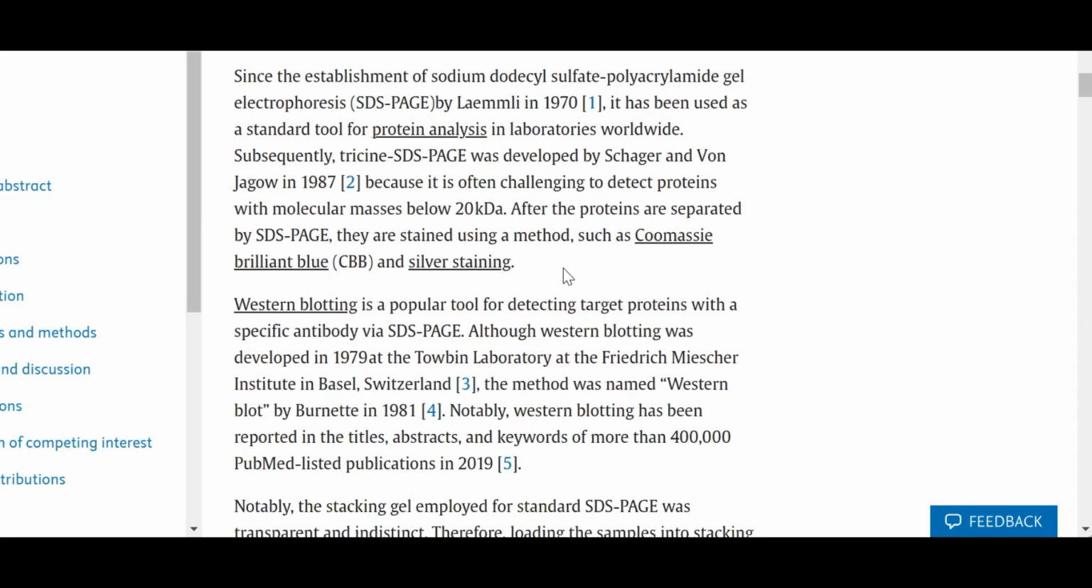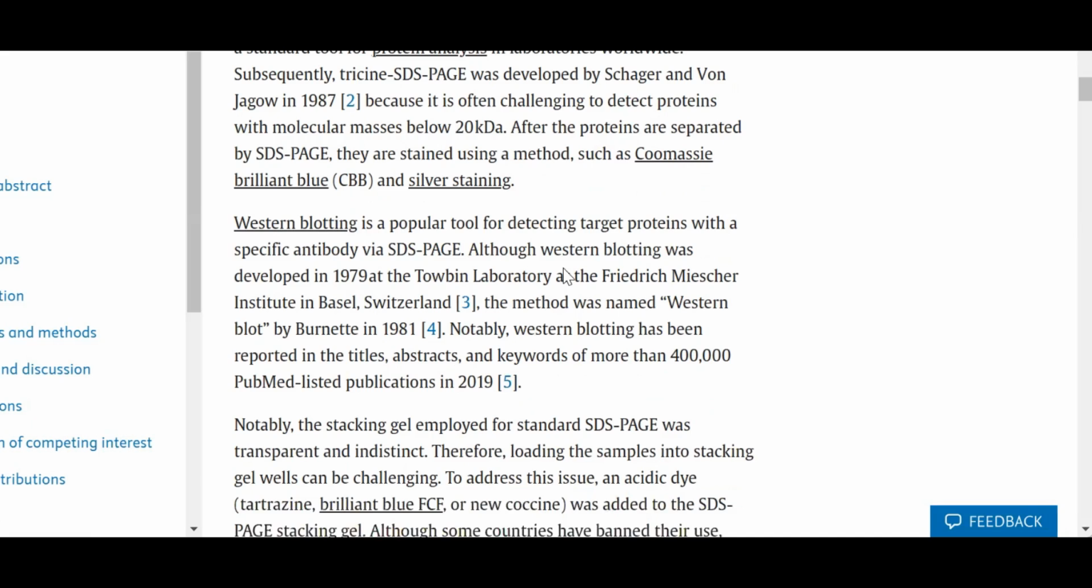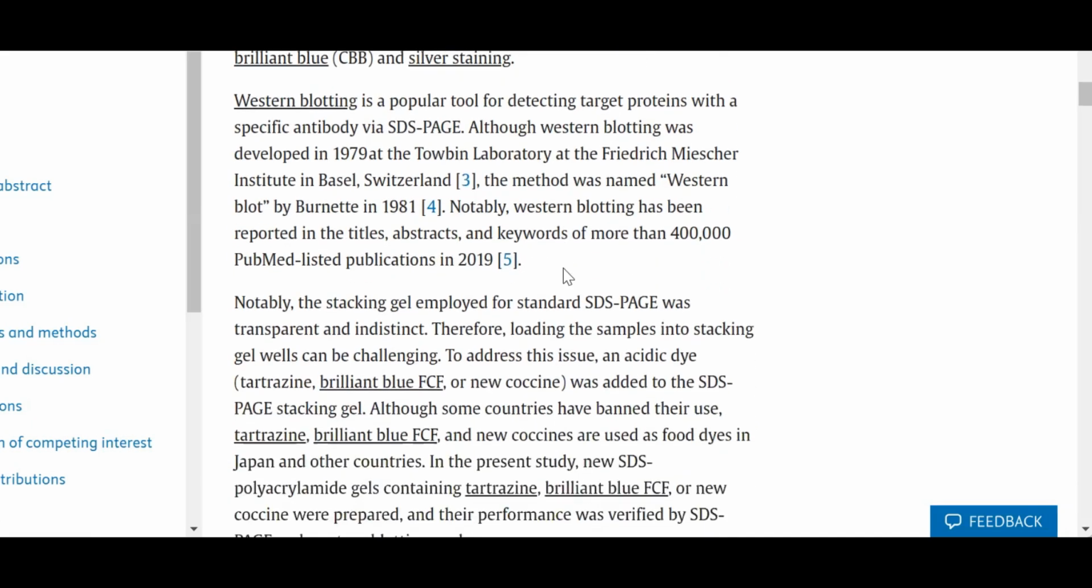Now you can see Western blotting is a kind of application of the electrophoretic process, because once you get the bands on the gel, they are transferred onto the filters and then blotting is done further, right? So it is one of the popular techniques for detecting targeted proteins, and you are going to add maybe antibodies, right? And then the Western blot can be developed. So this technique was developed in 1979. So this is one of the applications of that.